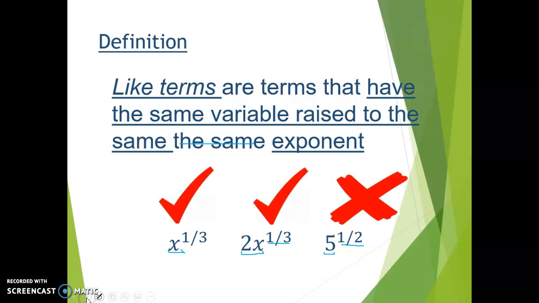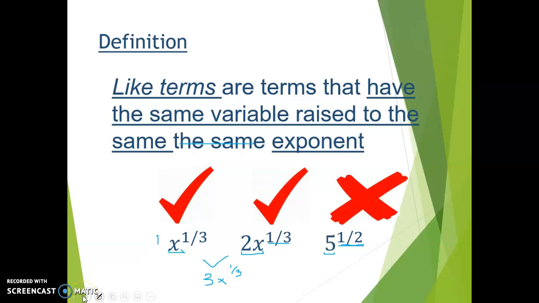Based on our definition of like terms, these first two are like terms, and this last one is not, because it's not being raised to the 1/3 power and it doesn't have an x. If we wanted to add these, we would have 3x to the 1/3 power, just like adding like terms before.